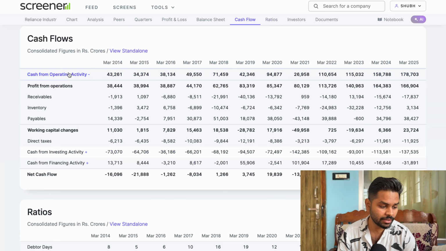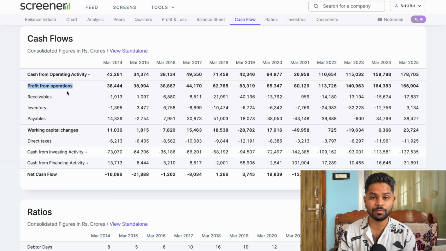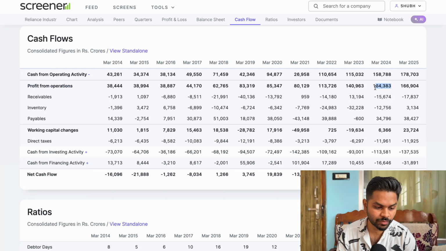Now click on it, very easy. Now you will get all the details from operating activities. The first point is profit from operations. How much profit has come inside the business through this operation? Now in 2024 it was 164,383.